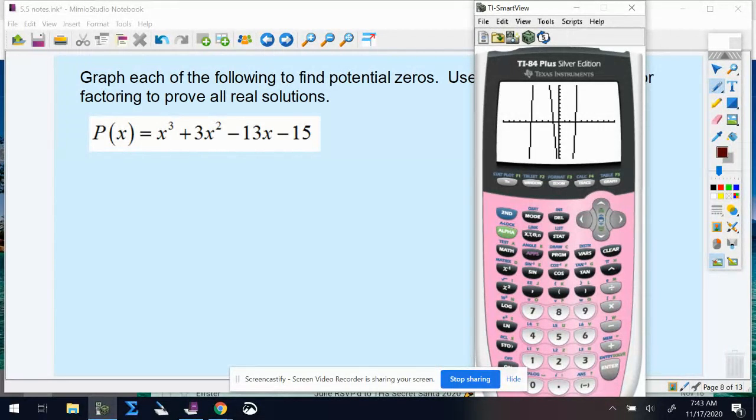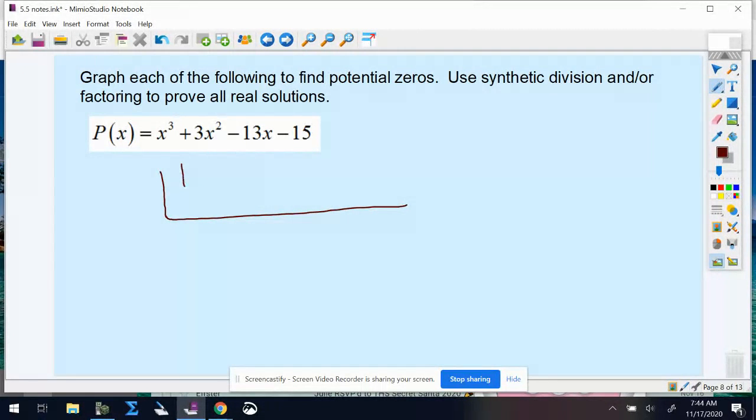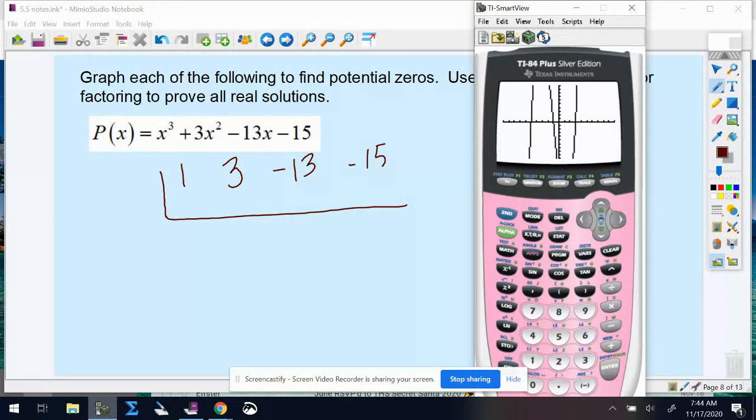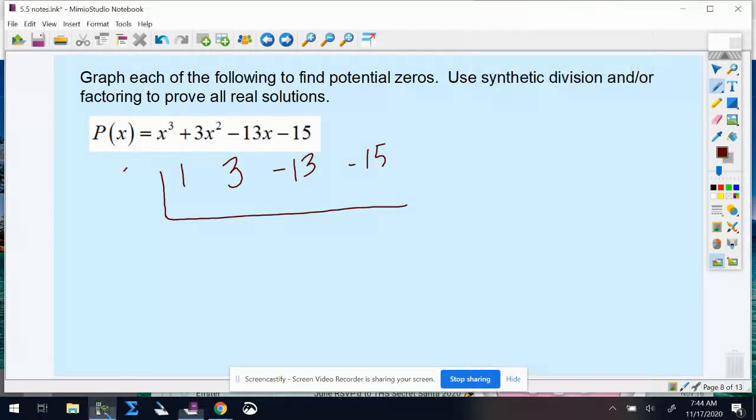I can prove it by doing synthetic division. I can prove it by factoring. So I'm going to start with my synthetic division: 1, 3, -13, and -15. And the first one, I'm going to go with 3. I like working with positive numbers, and 3 is one of my favorites. So I'm going to put a 3 here. It does not matter which number you choose first, if you can look at the picture and have a good idea of where it crosses. Sometimes it's tough to see one, so go with the one that's easiest to see.